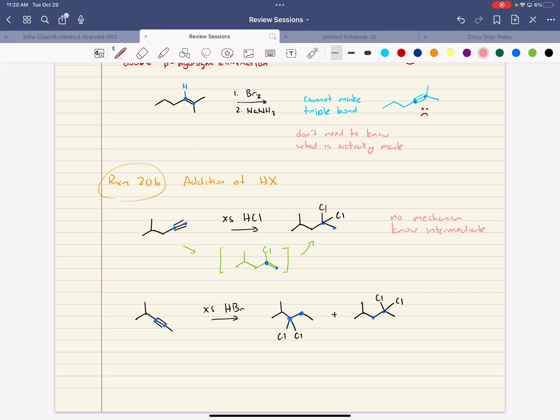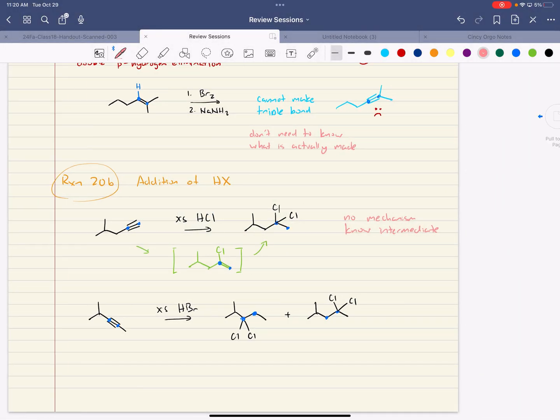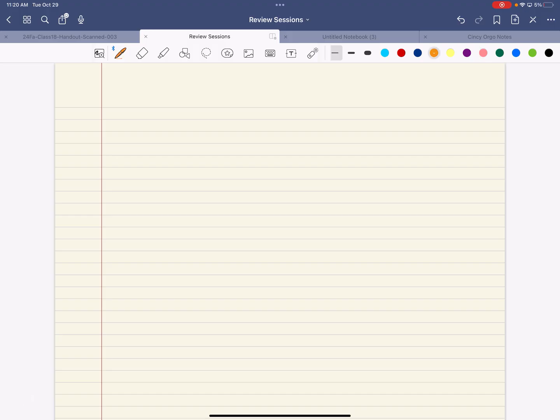Okay. Next, 20C. Oh no, we're not going to make it. Reaction 20C: addition of X2. Any triple bond, terminal or internal. I will say excess. I will give you the reagent. And now both carbons get 2 halogens because you're adding Cl twice. That's a total of 4.